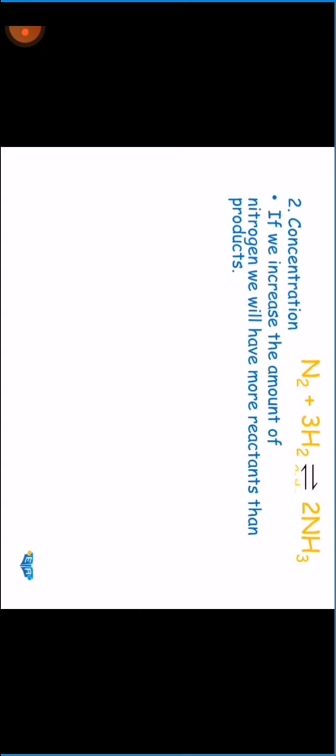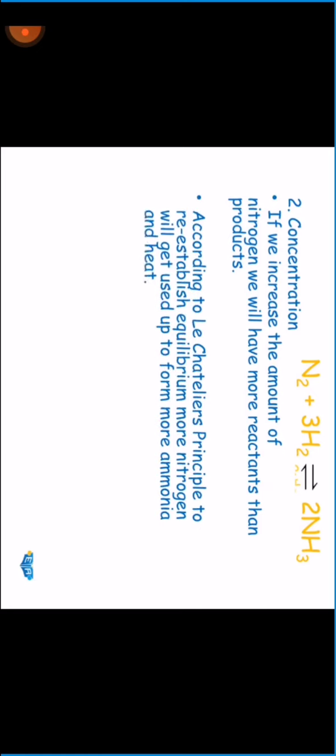So next, if we look at the effect that concentration has on the equilibrium, we can see a reaction here in the top corner. If we increase the amount of nitrogen that is present, or if we increase the concentration of nitrogen, we will have more reactants present than products. So our stress has been applied, now that there are more reactants. So the reaction must work to try and absorb these extra reactants that have been added. So, according to Le Chatelier's principle, to re-establish equilibrium, more nitrogen will need to get used up to form more ammonia. So that means that the forward reaction is favoured.